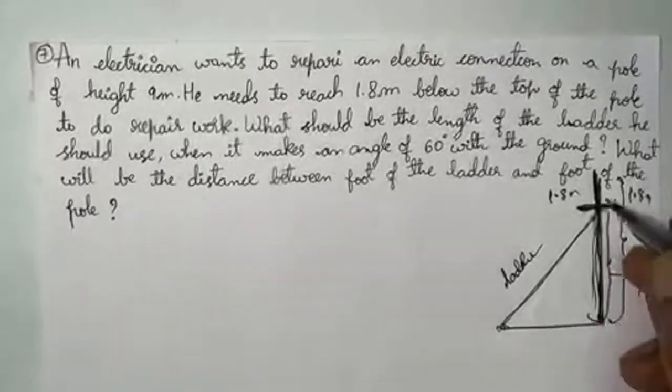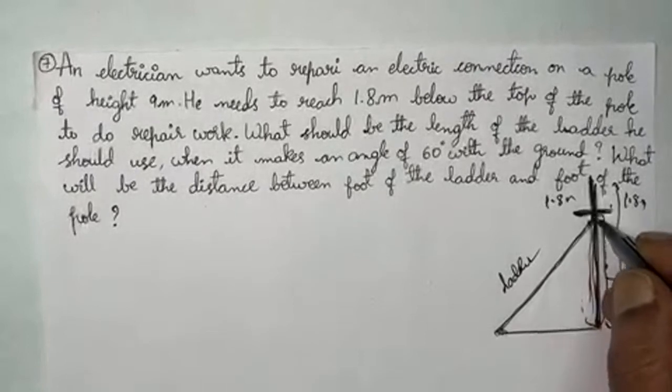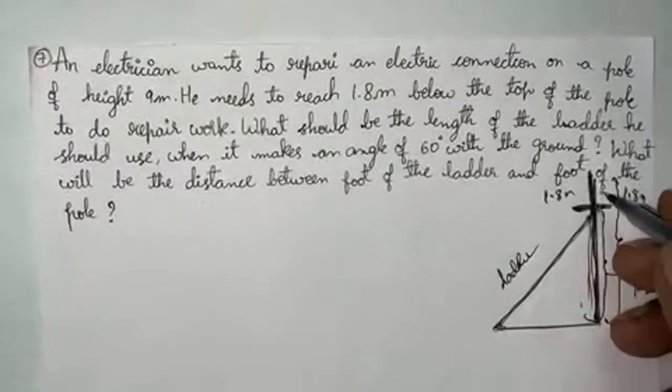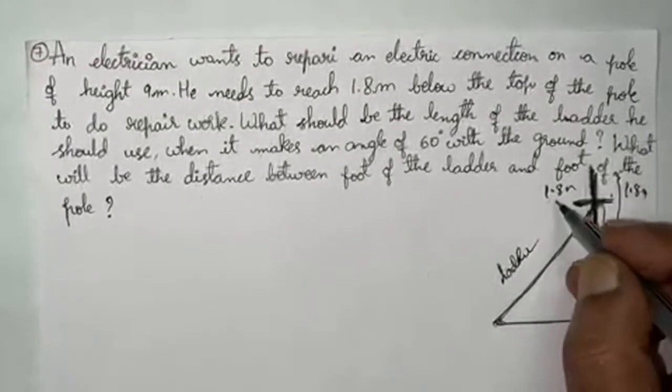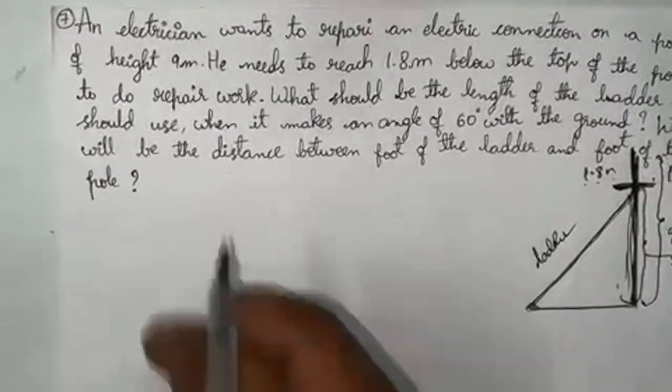Total height of the pole is 9 meters. So now the ladder is reaching the 7.2 mark. Above 7.2 to 9, how much is left? 1.8 meters left. Now, what is being asked in this one?